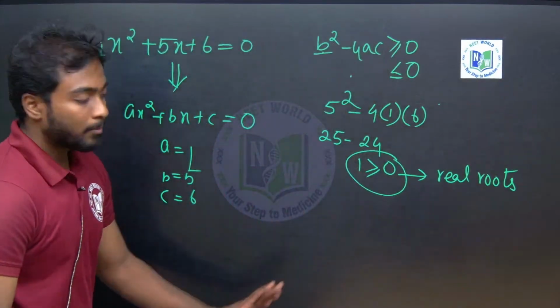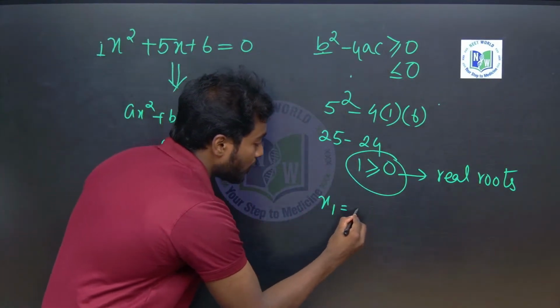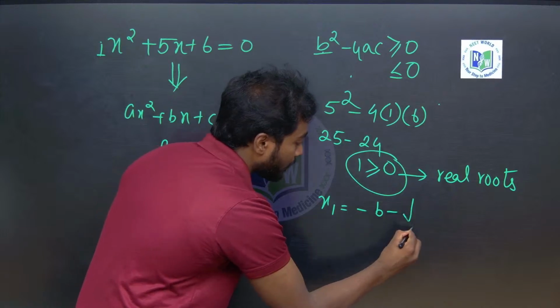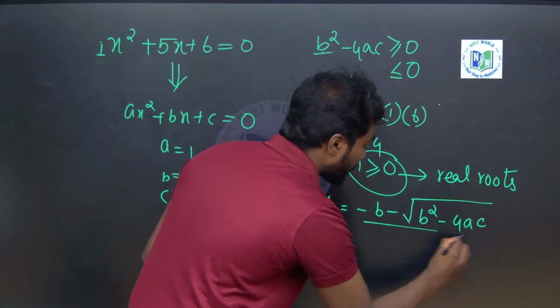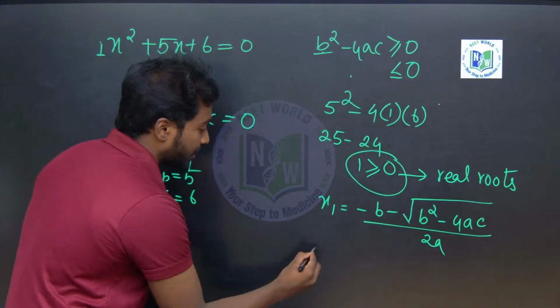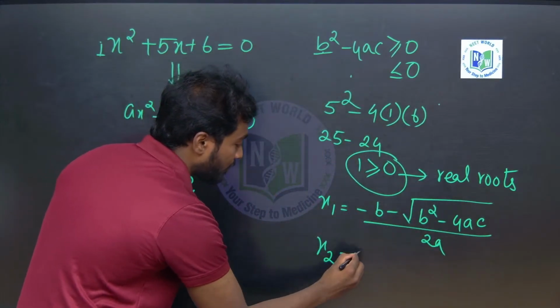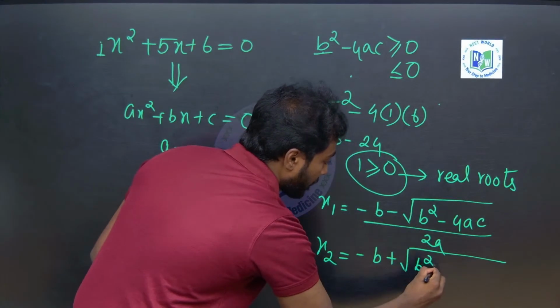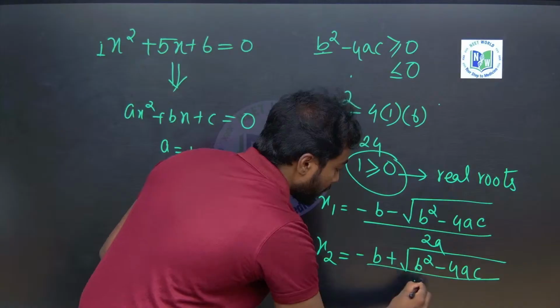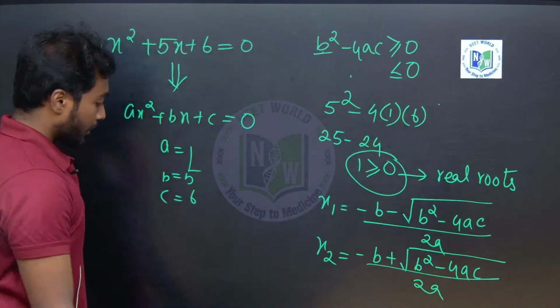So now apply the formula. x1 is equal to minus b minus root of b square minus 4ac divided by 2a. Second formula, x2 is equal to minus b plus root of b square minus 4ac by 2a. Get the answer now.